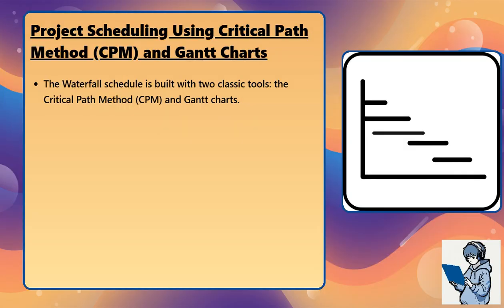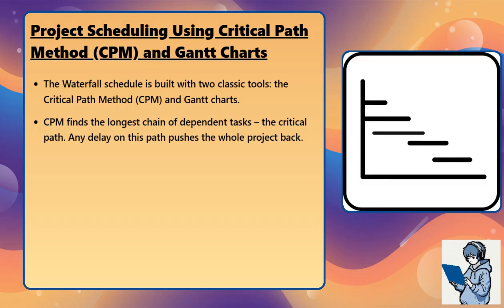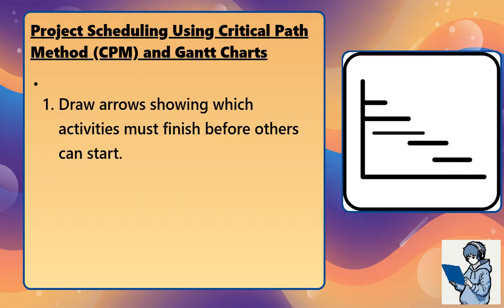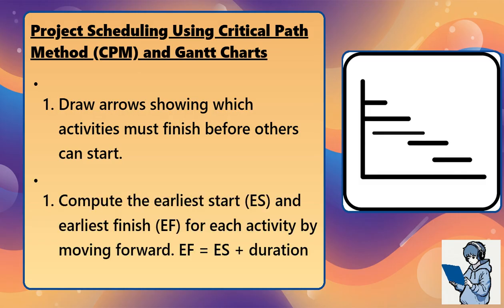The waterfall schedule is built with two classic tools, the critical path method or CPM and Gantt charts. CPM finds the longest chain of dependent tasks, the critical path. Any delay on this path pushes the whole project back. Steps: 1. List every activity with its duration. 2. Draw arrows showing which activities must finish before others can start. 3. Compute the earliest start, abbreviated ES, and the earliest finish, abbreviated EF, for each activity by moving forward. EF equals ES plus duration.